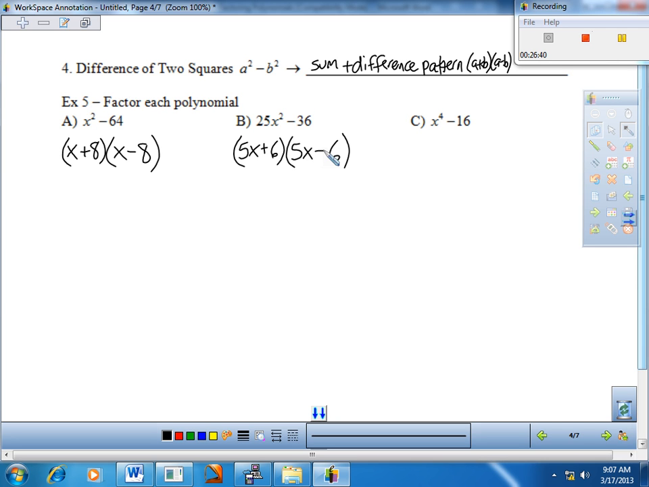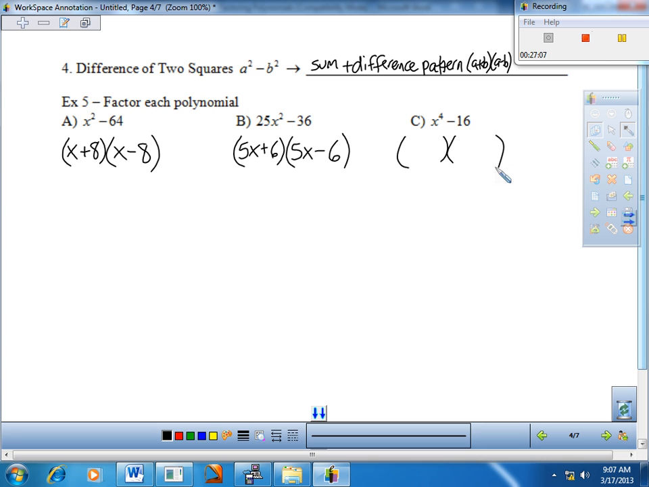Cool. Letter C is obviously not quadratic, but it is a polynomial. It's a quartic, and it does factor, actually. Don't know if we've explored this in a ton of detail, but this obviously is a perfect square, and we'll get into that momentarily, and 16 as well. So let's start the process out.